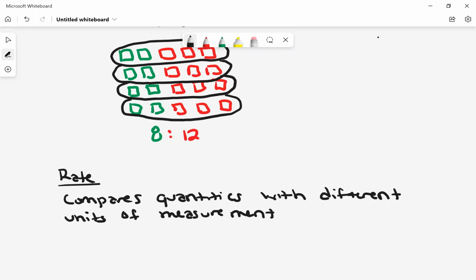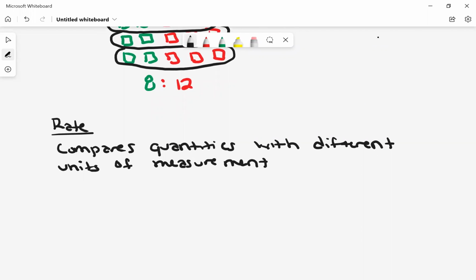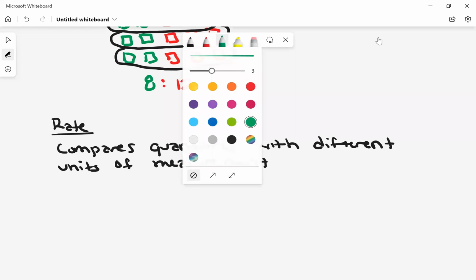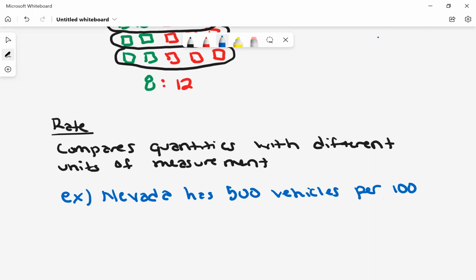So let me give an example for this. Let's say Nevada has 500 vehicles per 1,000 people.